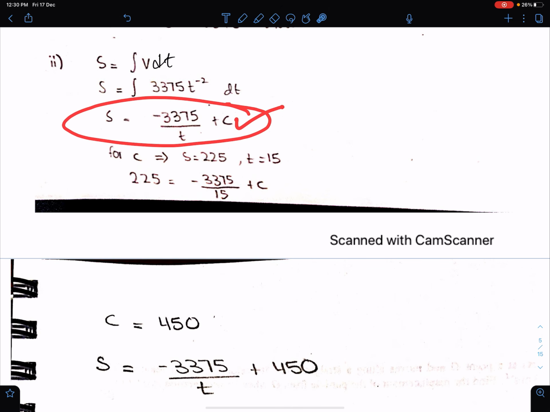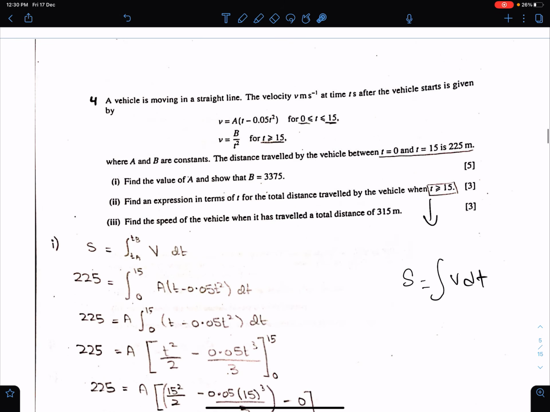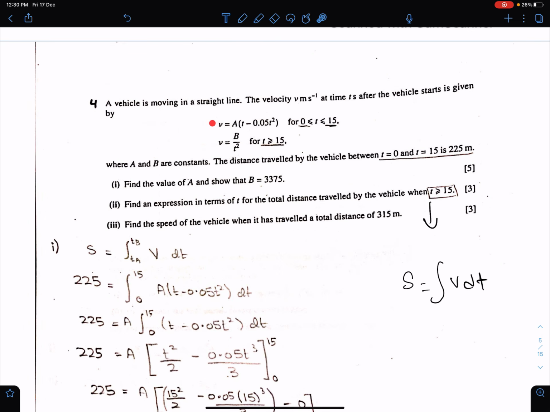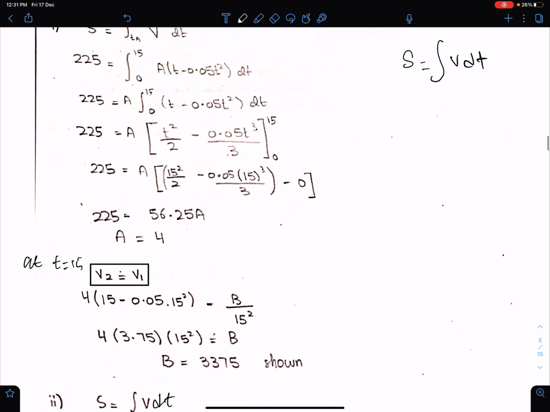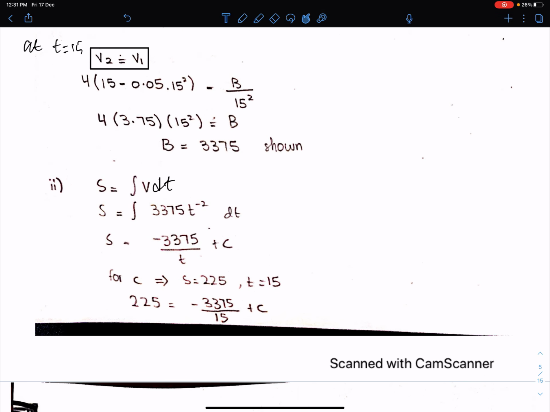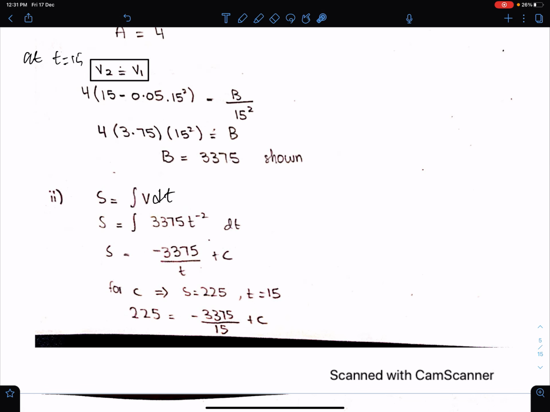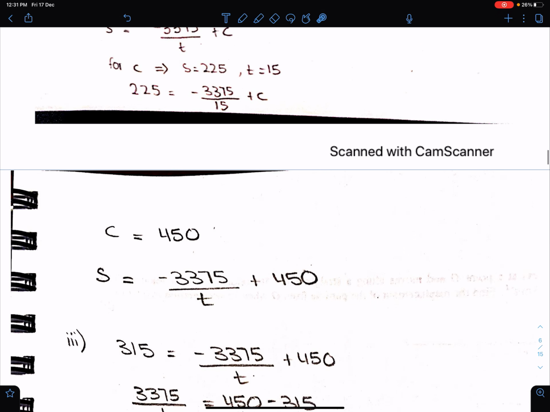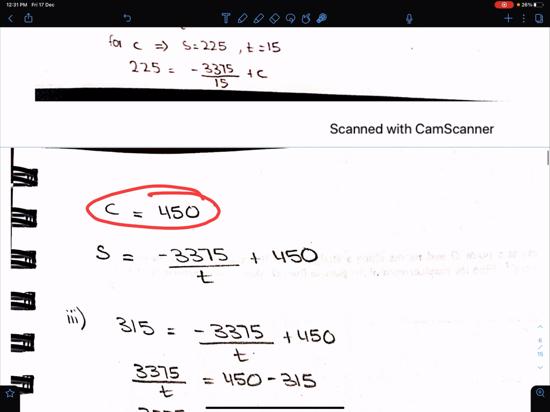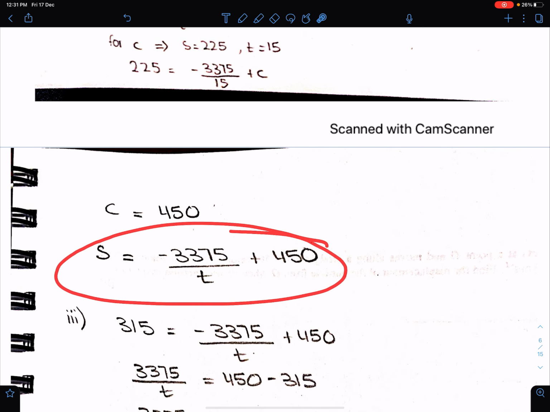And for C, use this information, because at t equals 15 we have displacement 225. Whenever we have two equations like piecewise equations, then always use this value of t and the given displacement, 225 at this value of t, to find the value of C. This is very important. So at t equals 15 displacement is 225, so C is 450, and this is the equation of the displacement.